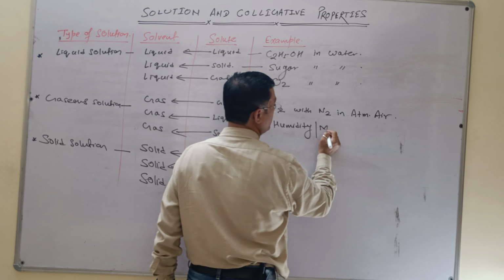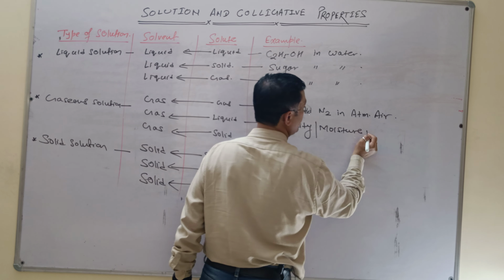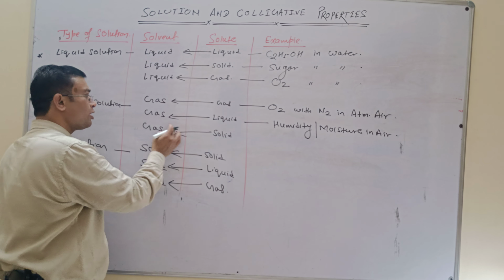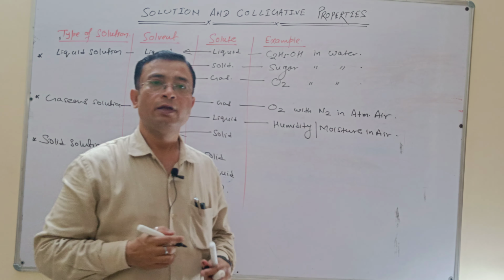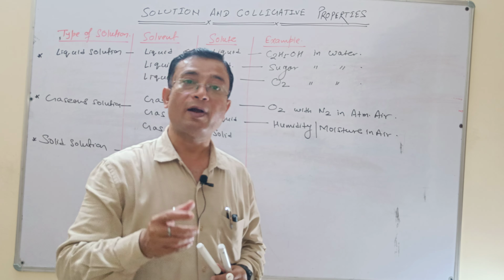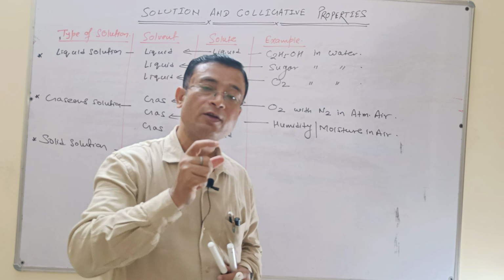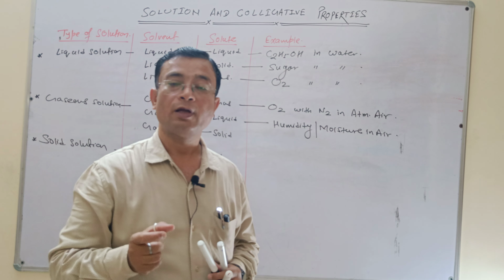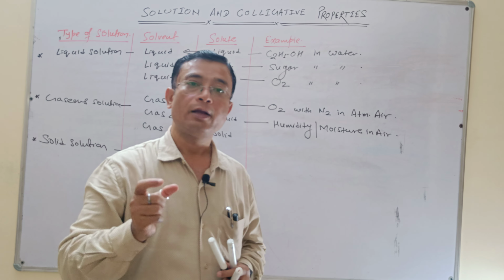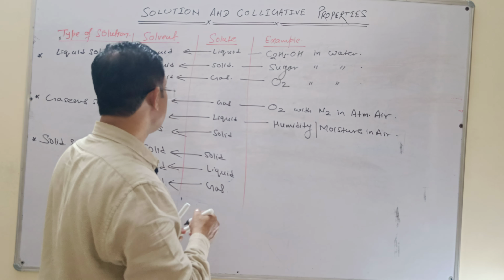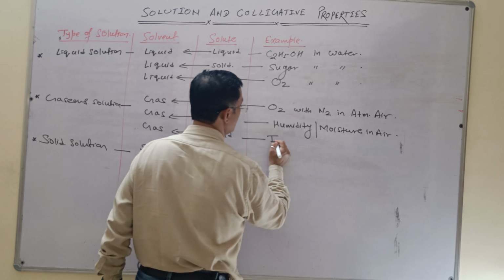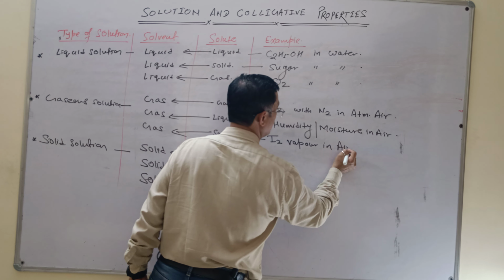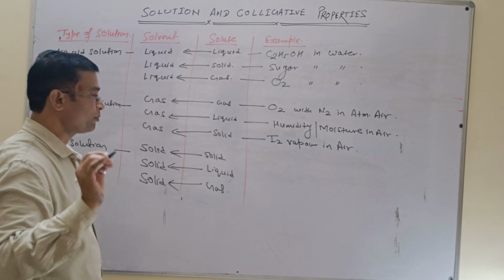You can say here, moisture in air. This is the best example. Now, solid dissolved in the gas. What is the example? Any of the sublimate substance. What is the sublimate substance? One of the substances which is directly converted into gaseous form from the solid, like sodium, iodine, naphthalene, camphor, anthracene. Then what happened here? Here, iodine vapor in air. This is the best example.